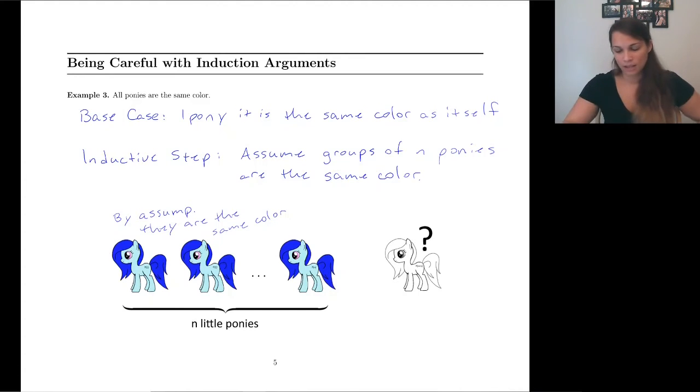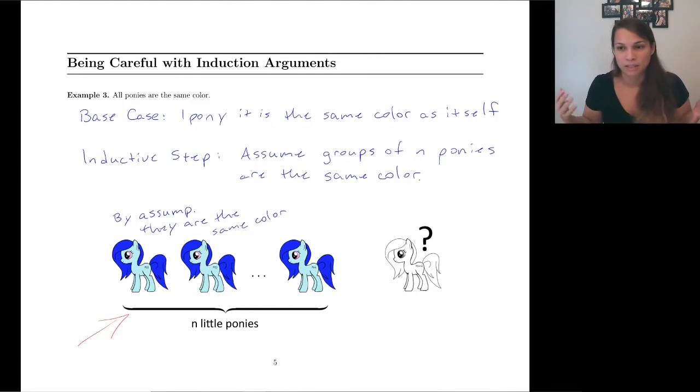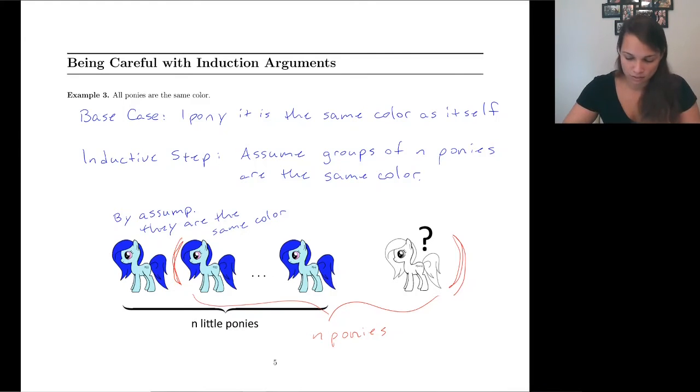Okay. How do we get our n plus 1 pony to be the same color? Well, the great thing about this is I said groups of n ponies. It didn't say this specific group. Just any group of n ponies has to be the same color. Which means, let's regroup them real quick. This is a group of n ponies. So that means I can assume that all these ponies have to be the same color.